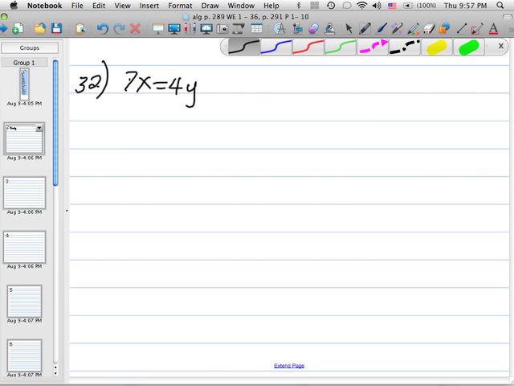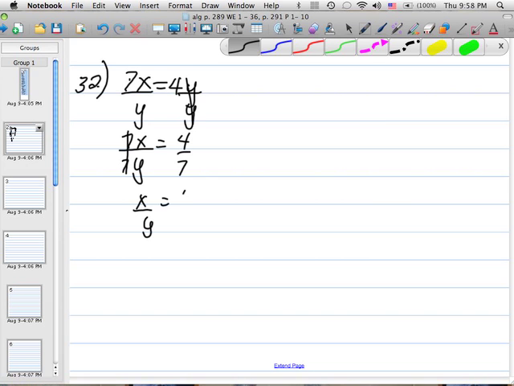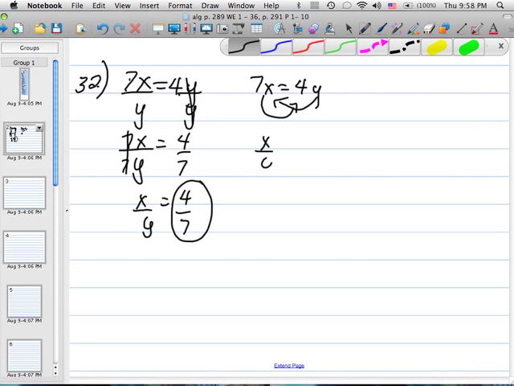And we want the ratio of x to y, so we need to get the y's on one side with the x. So now I have 7x over y equals 4. Now I get rid of the 7, I divide both sides by 7. Now I have x over y equals 4 over 7. Another way of doing this, if I have 7x equals 4y, I could swing the y over here and I could swing the 7 over there without going through those steps. So it'd be x over y equals 4 over 7. Either way works.